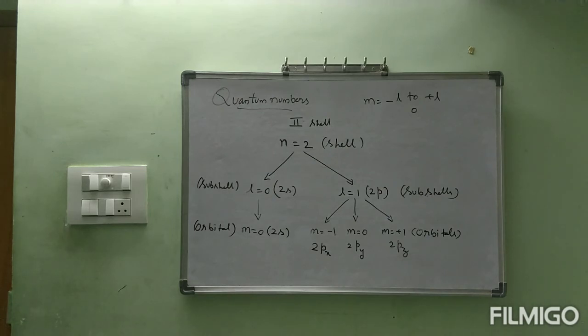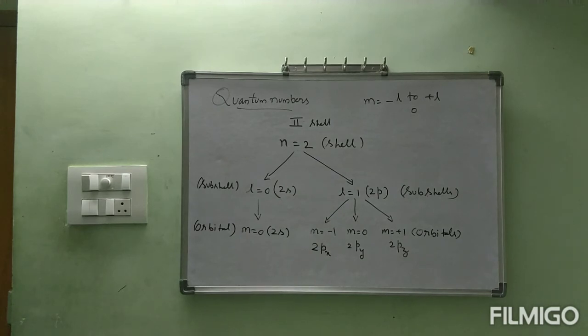2p subshell has 3 orbitals. Those 3 orbitals are 2px, 2py, 2pz. What are the m values? Because orbitals are represented by m, subshells are represented by L, main shells are represented by n. So we completed 3 quantum numbers. I hope you are clear. Shell, subshell, orbital. 3 are completed.